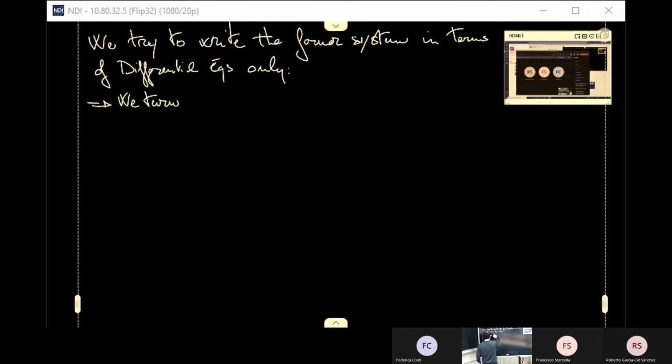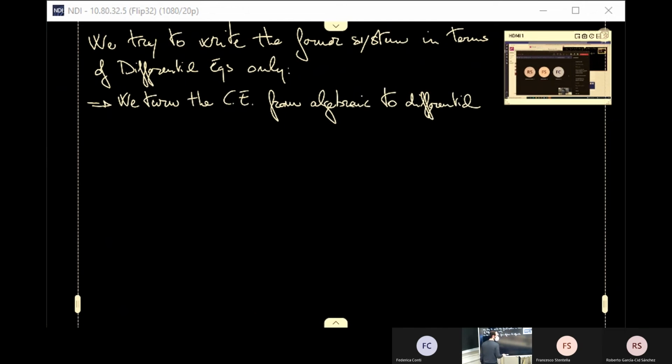So we turn the constraints equations from algebraic to differential. So what is it that we do? We basically just differentiate. So we see that basically this is the general form that we know. And we saw that basically this could be written through a differentiation, like so.